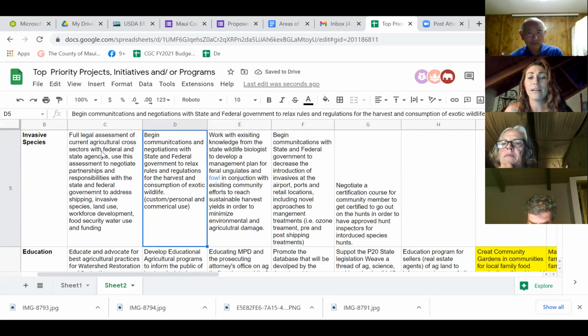Like where can we, the F, begin communications with state and federal government to decrease the introduction of invasive species at the airports, ports, retail locations, including novel approaches to management treatments, i.e. ozone treatments, pre and post shipping treatments. So, these birds are getting in somehow, they're being smuggled in and they're not being checked properly.